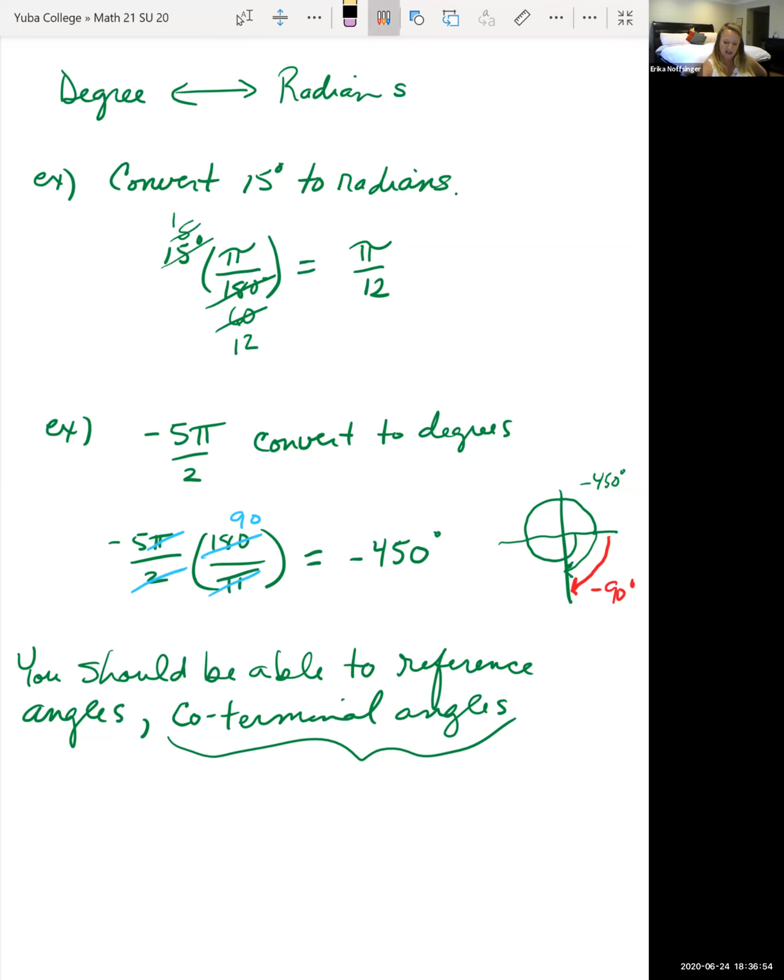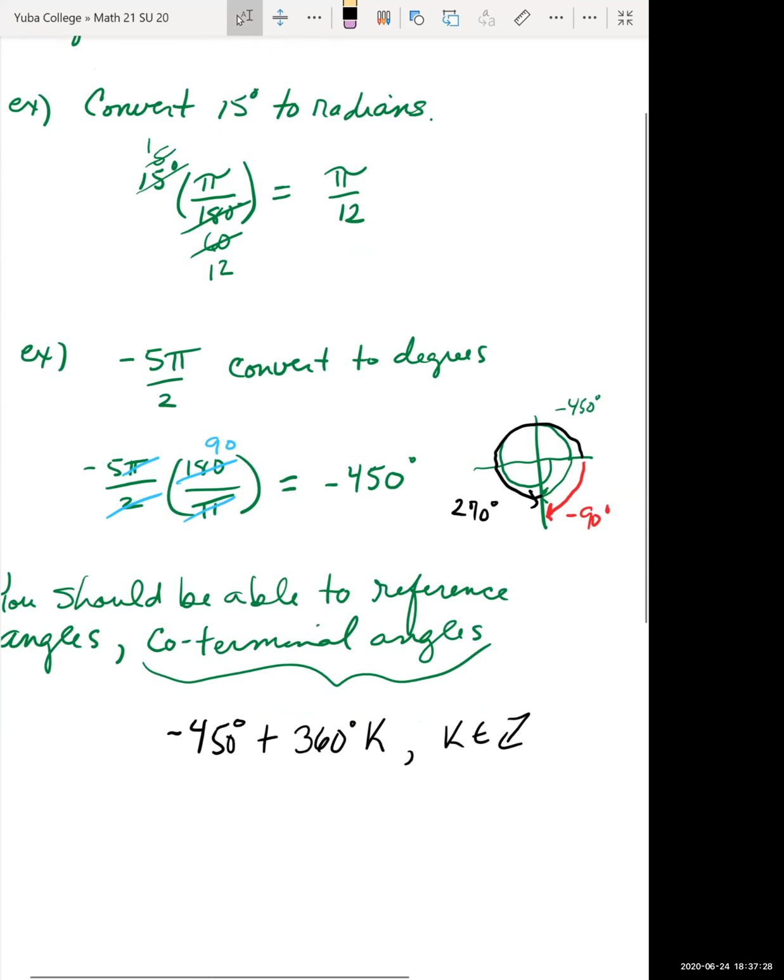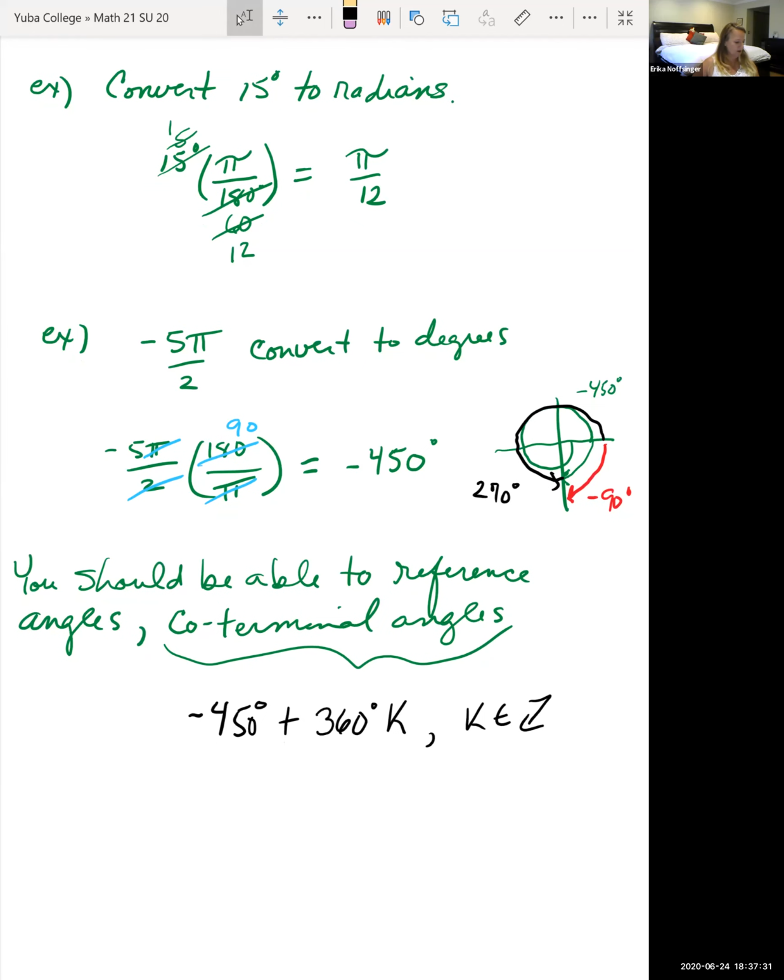I could have gone counterclockwise, and if I had gone counterclockwise, that would have been 270 degrees. But basically, if we take the angle we have, negative 450 degrees, and we add some multiple of 360 degrees times k, where k is an integer, that would get us any coterminal angle.